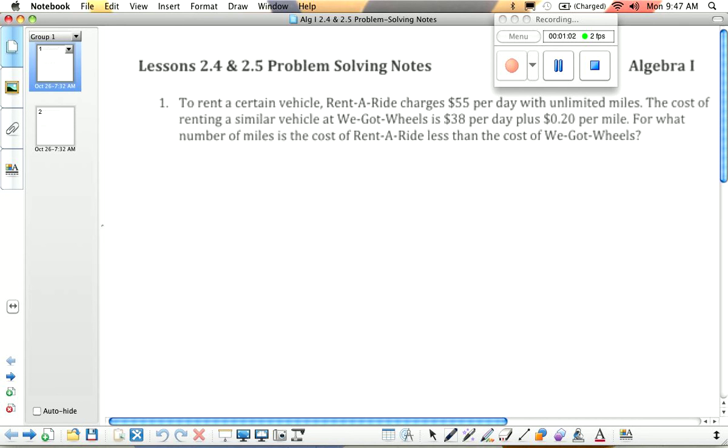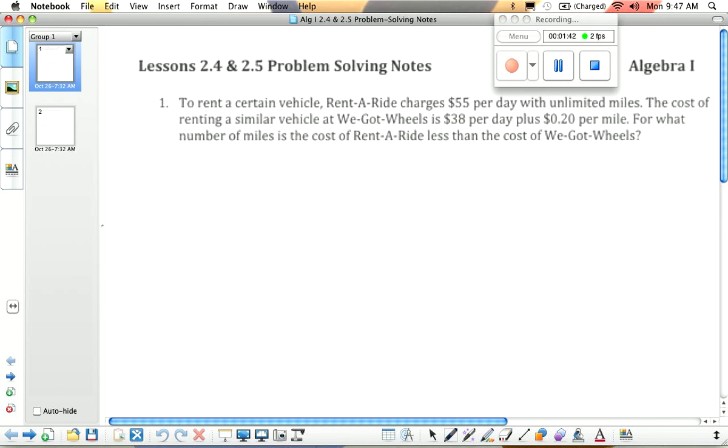It says to rent a certain vehicle, Rent a Ride, that's the name of the company, charges $55 per day with unlimited miles. And then the cost of renting a similar vehicle at We Got Wheels is $38 per day plus 20 cents per mile. So it sounds like they definitely have different costs. Can we say it doesn't matter which one we rent from? What do you think is going to be the determining factor if you're going to rent a vehicle from one of these two places?